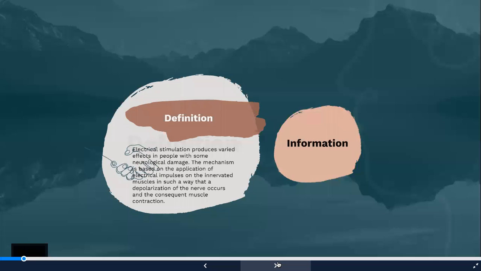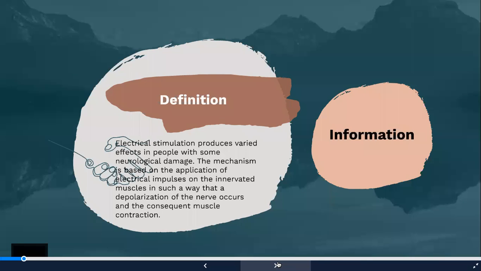Definition. Electrical stimulation produces various effects in people with some neurological damage. The mechanism is based on the application of electrical impulses on the innervated muscle in such a way that the polarization of the nerve occurs, and the consequent muscle contraction.